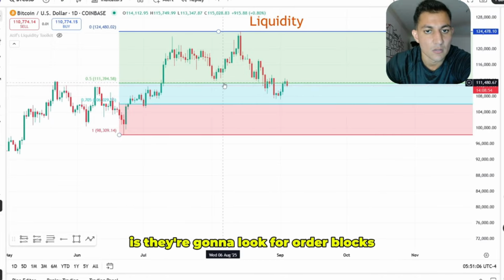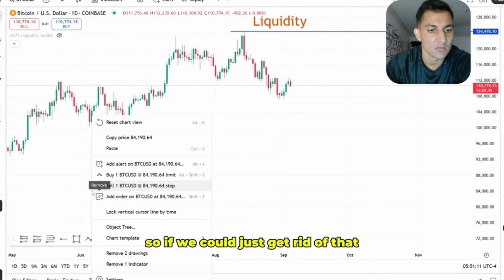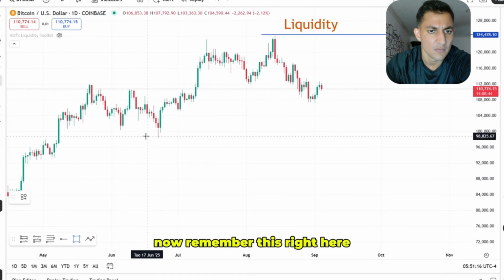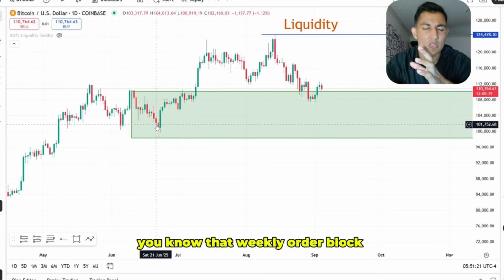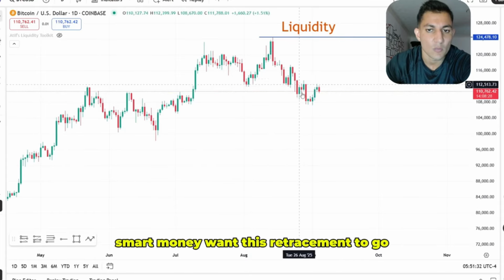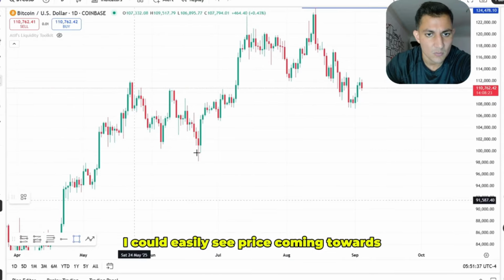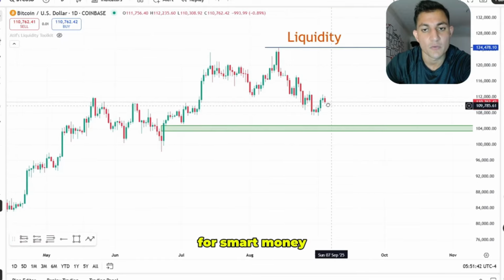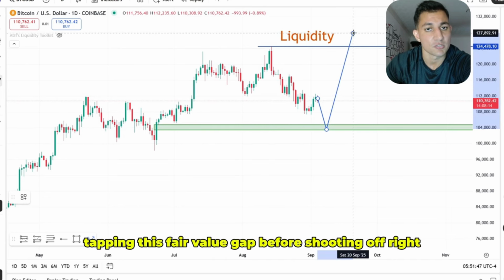What they are going to do though, is look for order blocks, fair value gaps, all that good stuff. So if we could just get rid of that, that's what they're going to look for. Now, remember, approximately this right here is that big weekly order block that we talked about. So right here was a great buying opportunity. Depending on how far smart money want this retracement to go, I could easily see price coming towards this fair value gap here, which would be a great buying opportunity for smart money, right? You can easily see price tapping this fair value gap before shooting off.